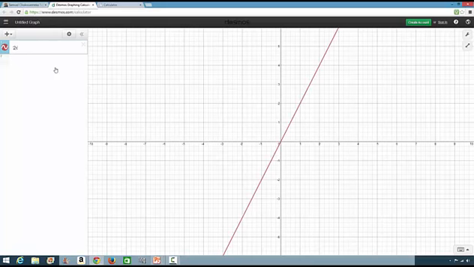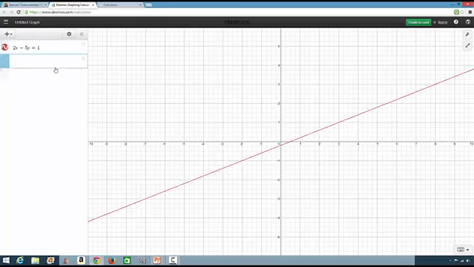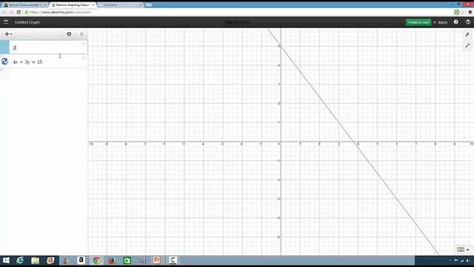Number 1 is 2x minus 5y equal to 1, and then number 2 is 4x plus 3y equal to 15. So you see it is consistent, and the solution is (3, 1). So this was the first system we did. It is consistent.